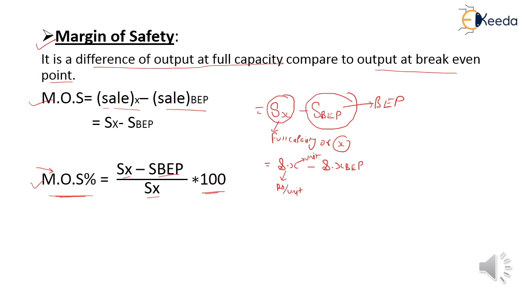Okay students, clear to all? What is a margin of safety? It is the difference of output at full capacity compared to the output at the break even point. The sale corresponding to x minus the sale corresponding to the break even point is nothing but the margin of safety.